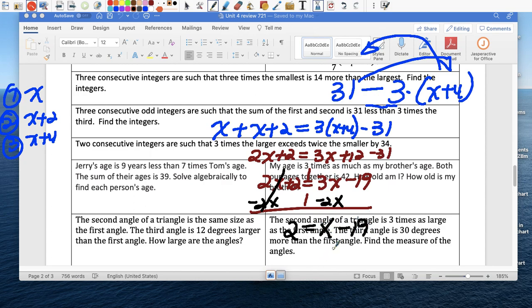Almost done. Now just add 19 here, add 19 here. My variable x is finally by itself because the 19s are going to go away. And 2 plus 19 is 21. So the first odd integer is 21. Obviously the second is 23 and the third one is 25.